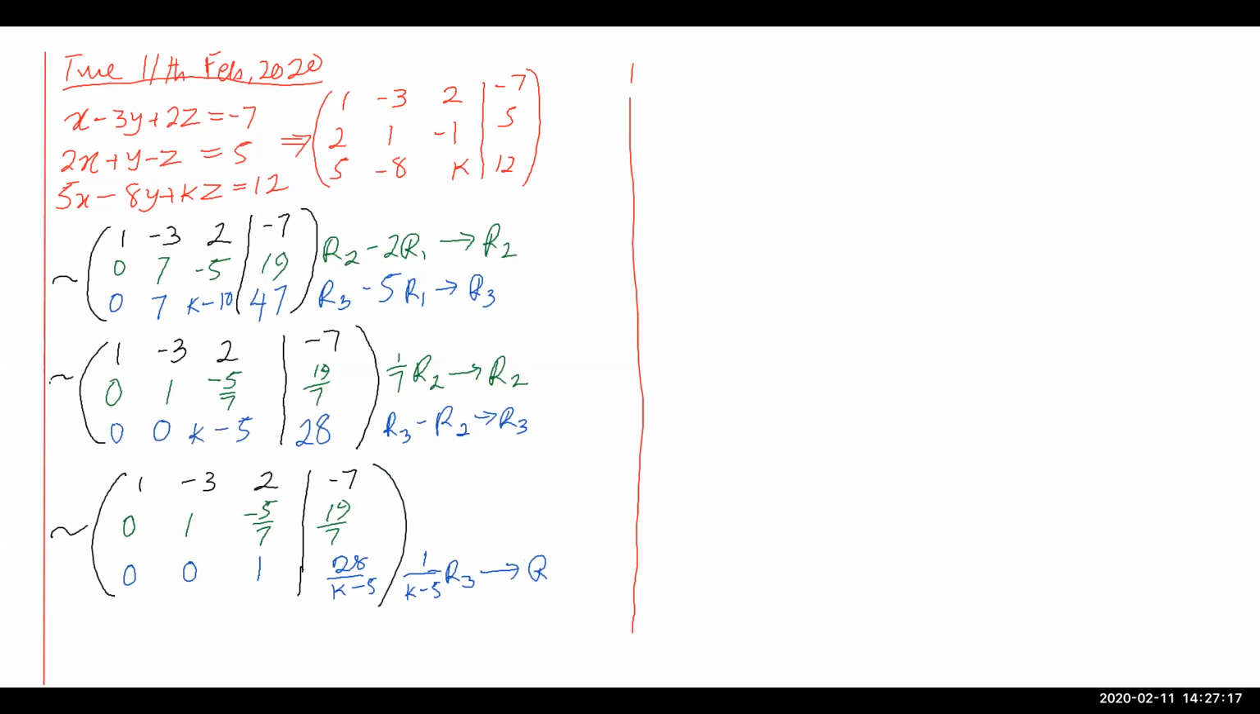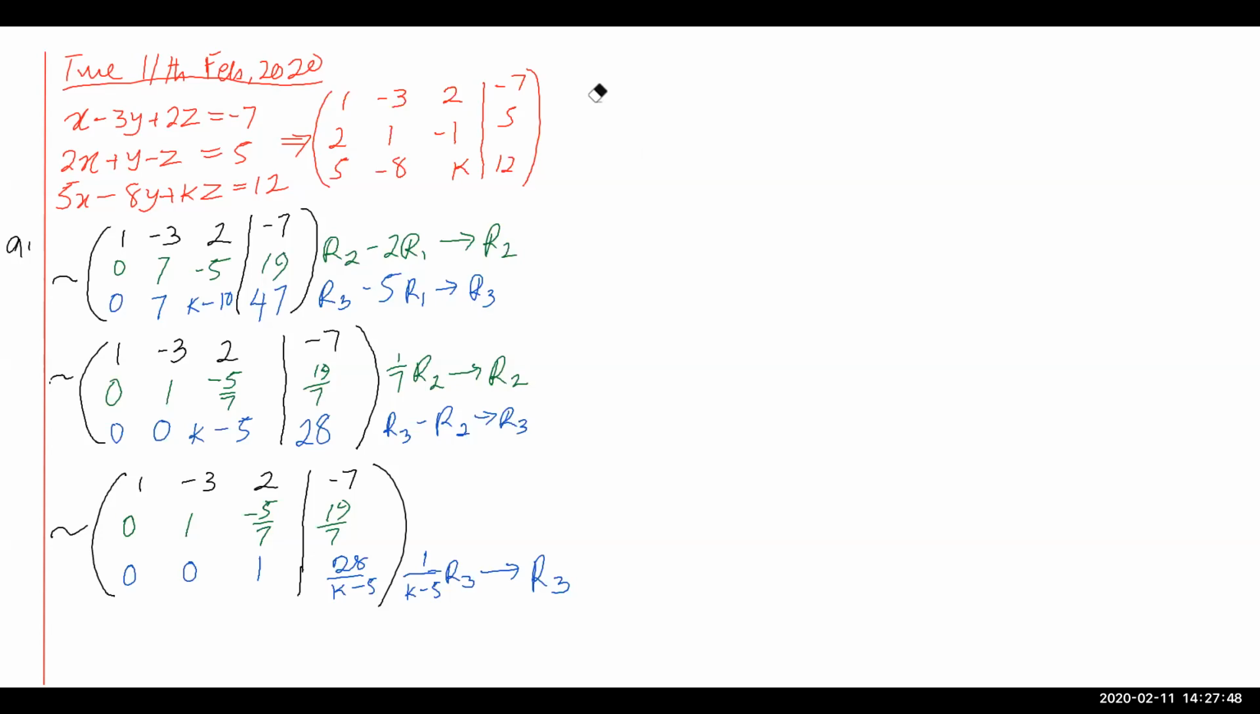Everybody get this? Yes? All right. So now we're done with the echelon form. So let's go back to our question. Question says, so this is A, right? We're just done with A part. B, show that for one value of k, the system has no solution.